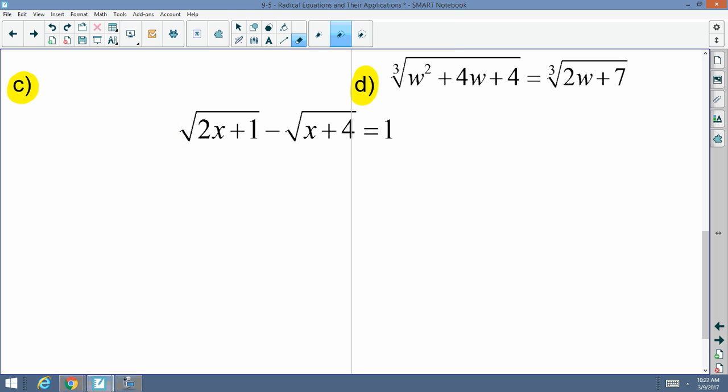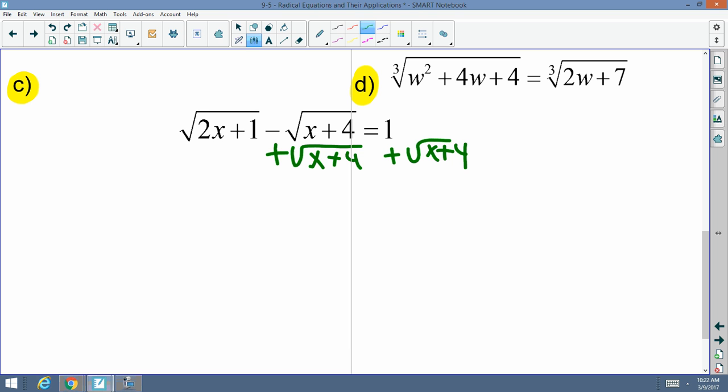Now, what you do is you isolate one of the radicals. I don't care which one you want to isolate. Me personally, I'm going to isolate the 2x plus 1. I'm going to add square root of x plus 4 to both sides. So I have now the square root of 2x plus 1 equals the square root of x plus 4 plus 1. Does everyone see that? You have to isolate one of the radicals. It does not matter, but why would you keep it negative? Try to keep things positive, but no, it does not matter, sir.